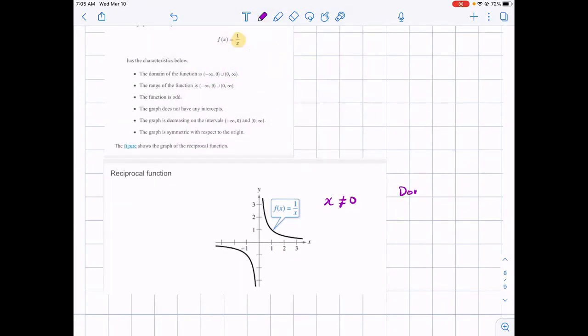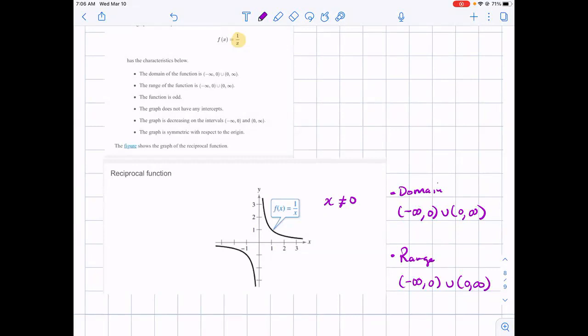So the domain here would be from minus infinity to 0, and then union from 0 to infinity, because we have to exclude 0. And notice that the range happens to be the same. So the range would also be minus infinity to 0, union that with 0 to infinity.